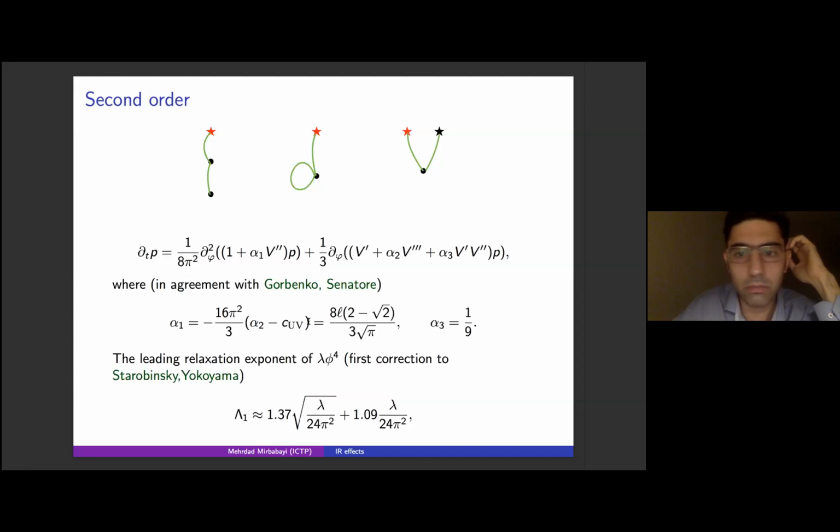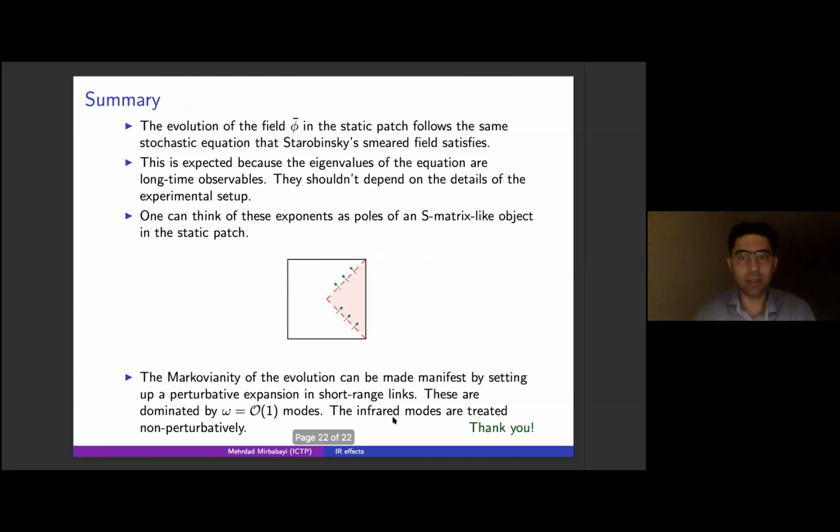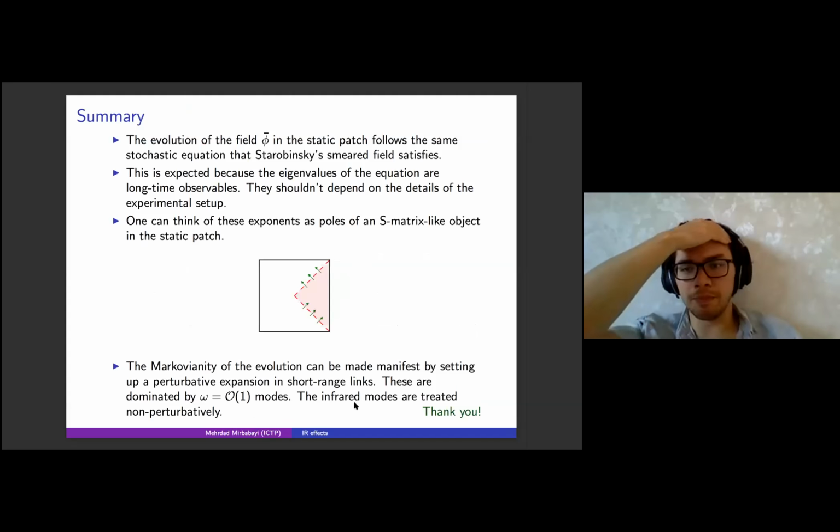So at leading order, they give the usual Stravinsky equation. And then at subleading order, one can find the corrections to the equations. We get some exponents where there is agreement with Victor and Nardo, and these allow, for instance, to calculate the corrections to the exponents. Okay, and this is the summary. Thank you, Mehrdad.